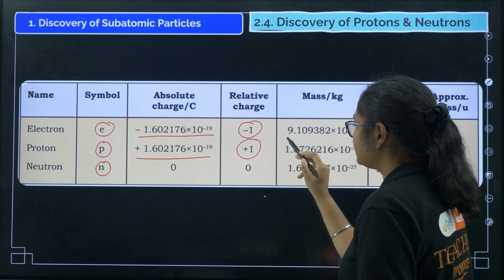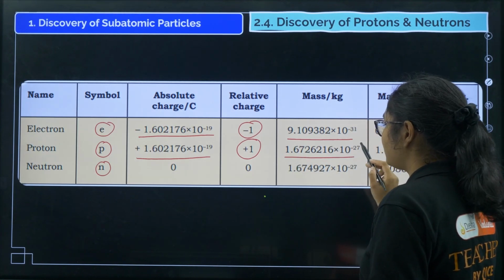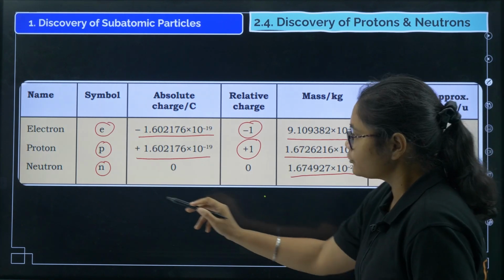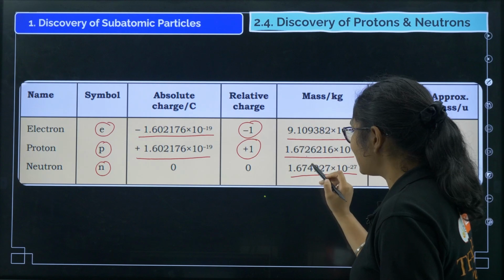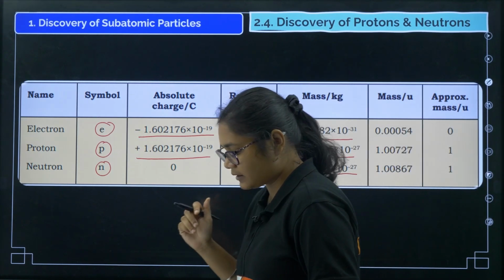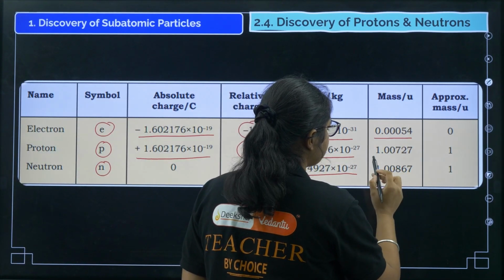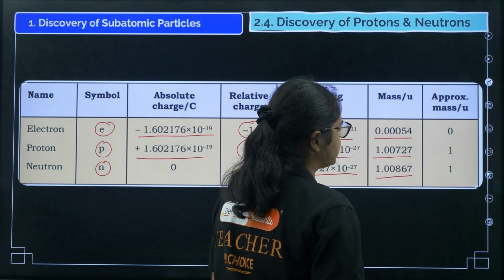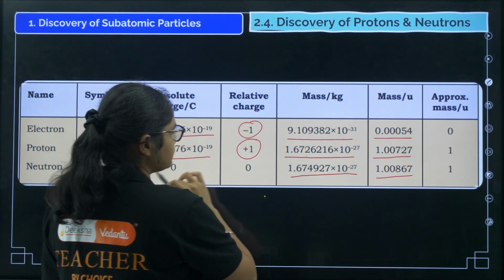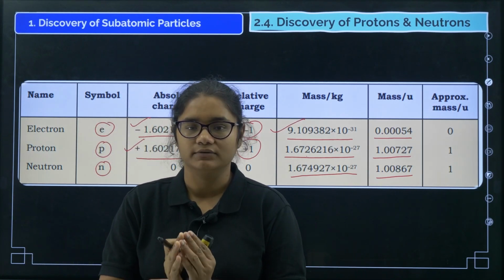Now if you see the mass, for the electron it is 9.1 into 10 to the power of minus 31 kg. For the proton it is 1.6 into 10 to the power of minus 27, and for the neutron it is 1.67 into 10 to the power of minus 27. So you can see that the neutron is slightly heavier than the proton. Next, their mass in atomic mass units is 0.0054, 1.007, and 1.008. So what are the values you need to remember? These three values, including the mass of the electron, you should remember at any cost.